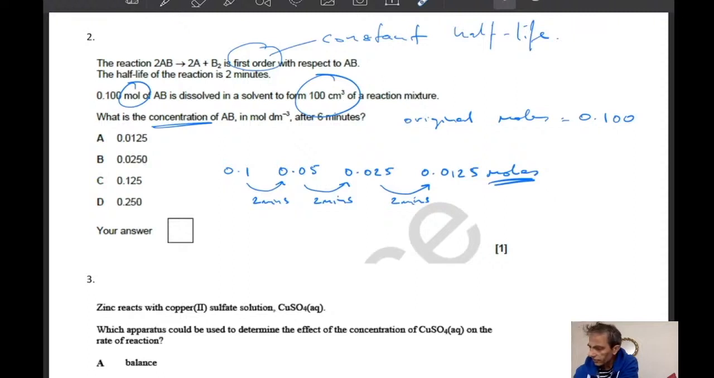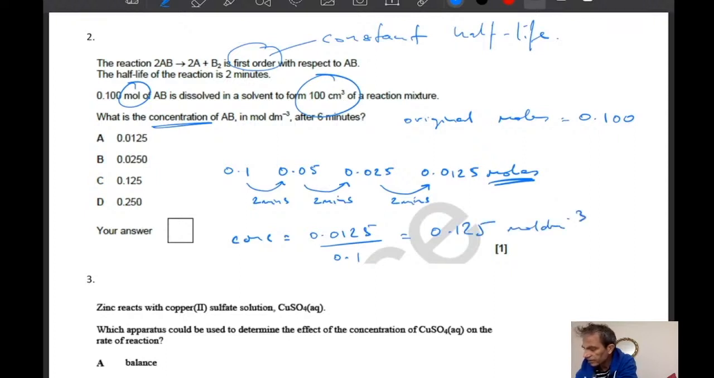So the concentration is therefore the moles after 6 minutes, 0.0125, divided by the volume in decimeters cubed, which is 0.1, and that gives you 0.125 moles per decimeter cubed of concentration. So the answer was C again. Okay, so that's that one.